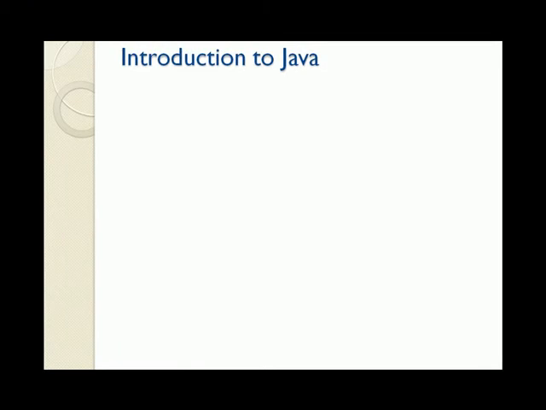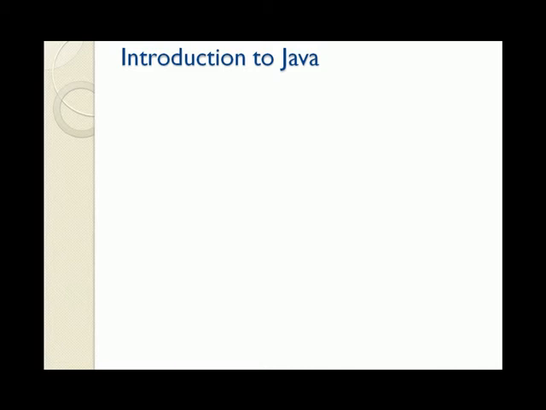Introduction to Java. When we think about object-oriented programming languages, the first thing that comes to our mind is Java, because Java is one of the most popular pure object-oriented programming languages in the world, and because of that we are going to start the language discussion with Java.